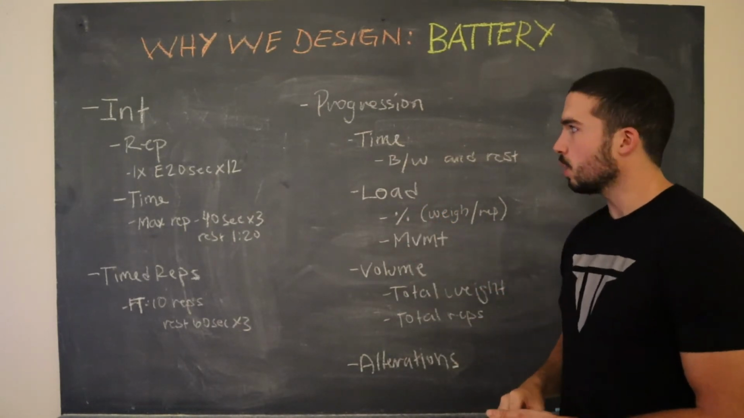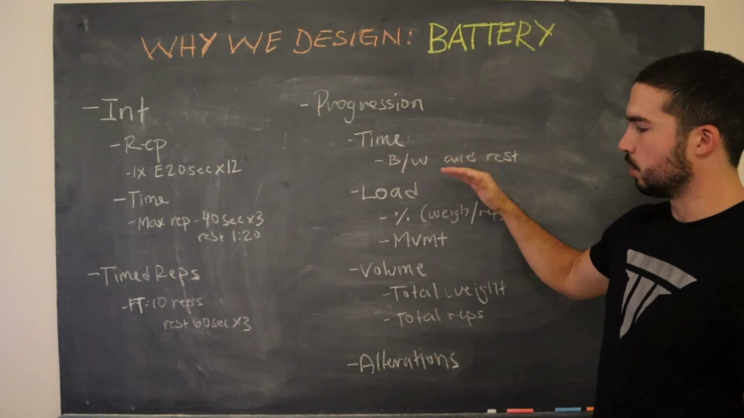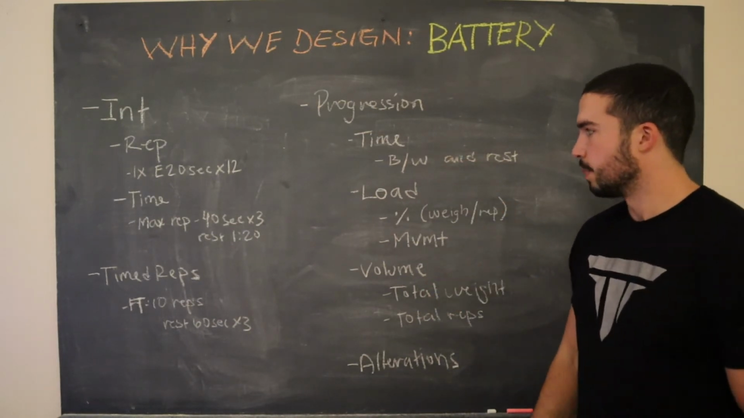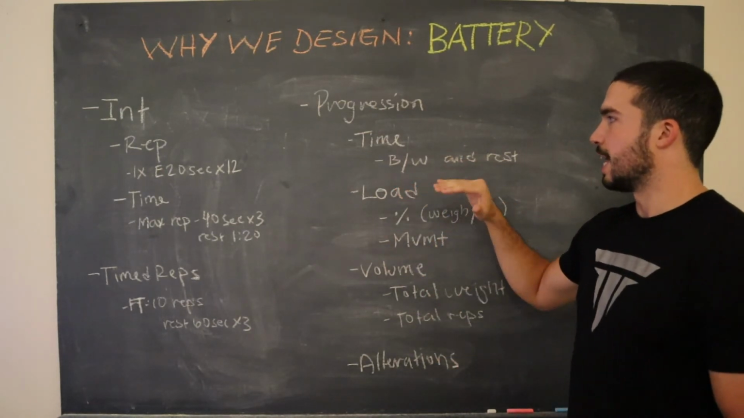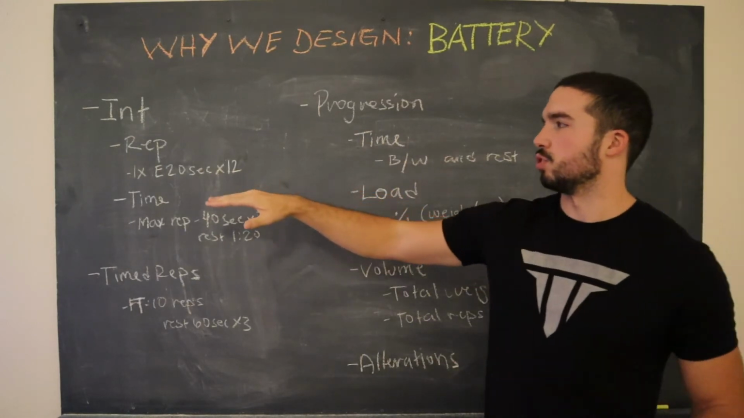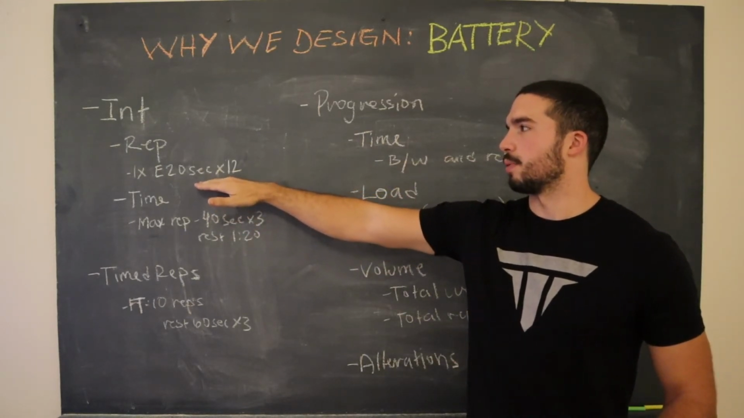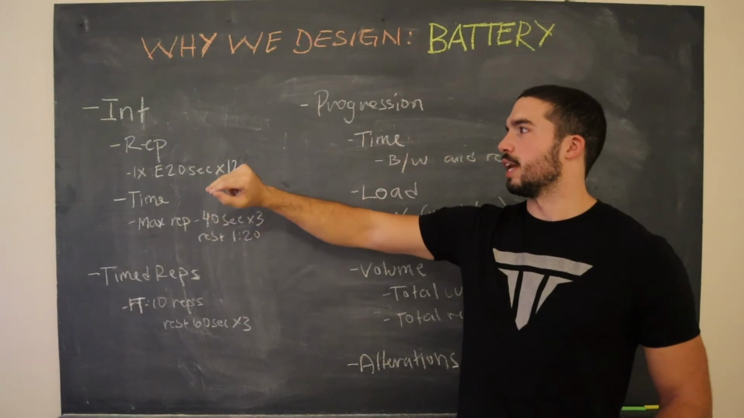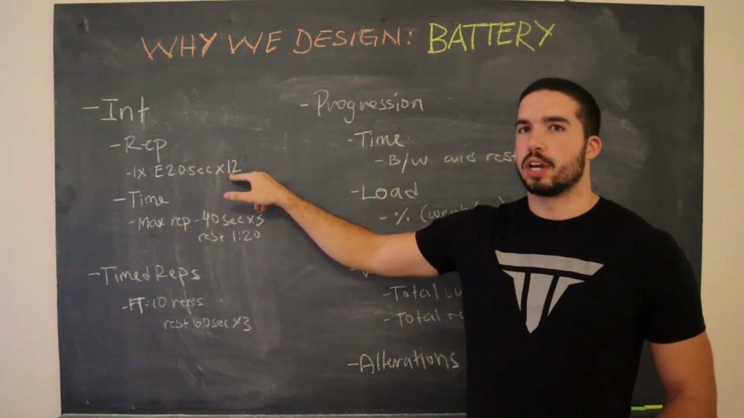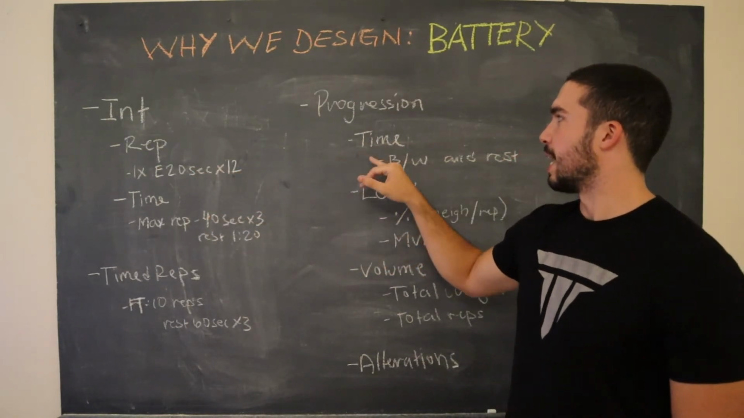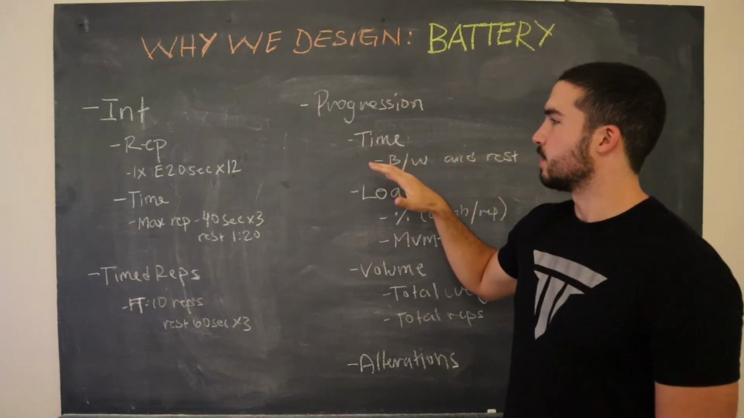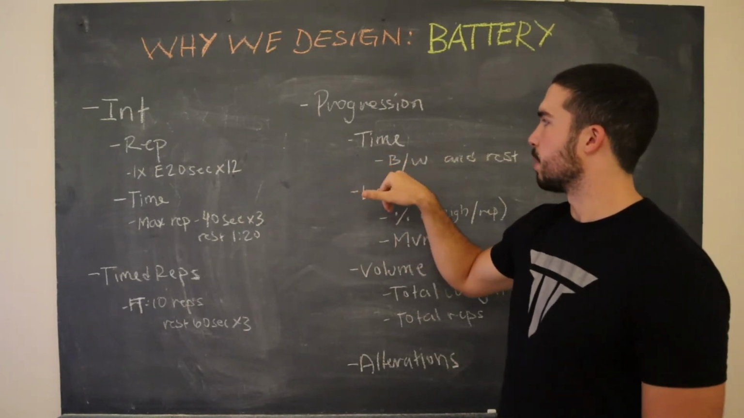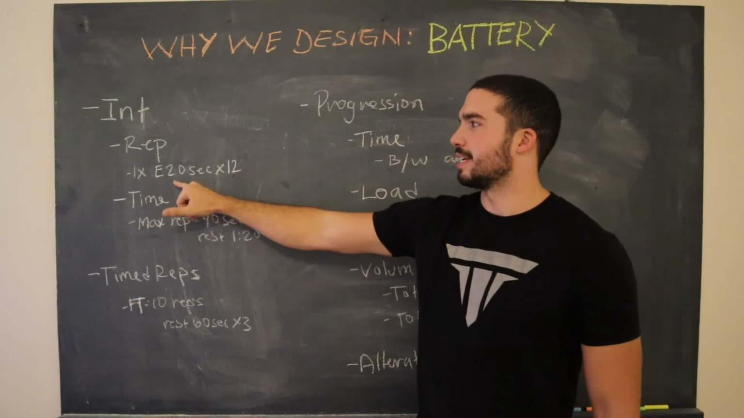So you can progress through time, load, and volume. So let's talk about time first. So time between reps. Again, let's go back to this example right here. They're doing 1 power clean every 20 seconds by 12. Okay? So how can I alter that by time or progress that? So let's say week 2, they do the same thing, but now between reps, we're going to rest 16 seconds.